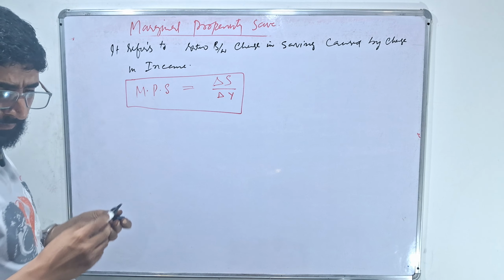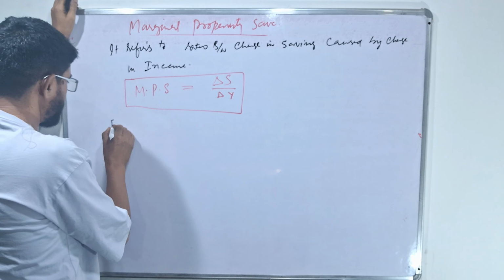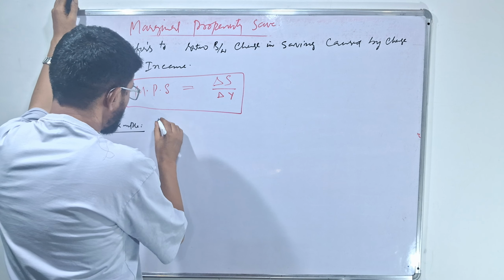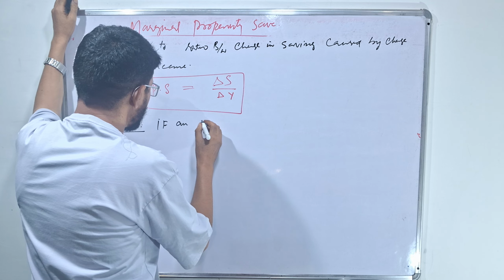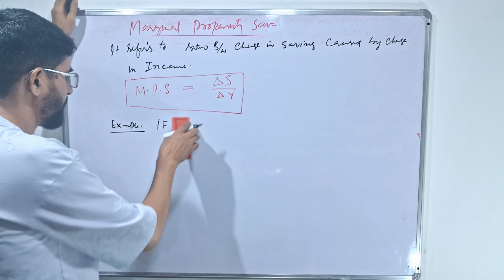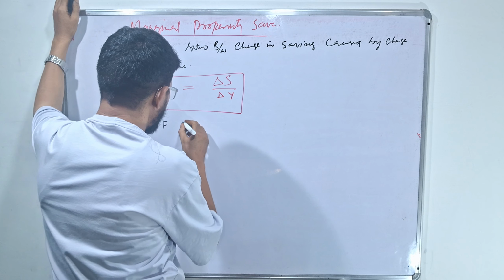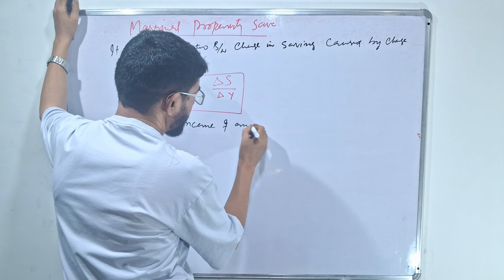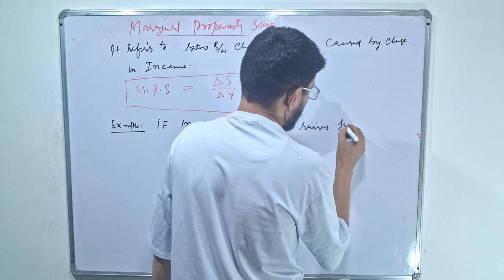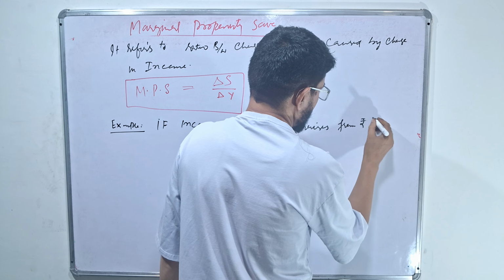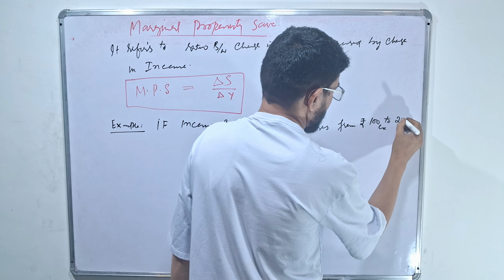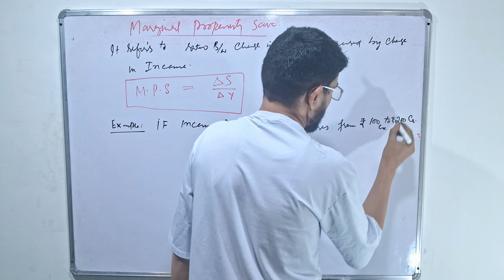For example, if the income of an economy rises from 100 crore to 200 crore.